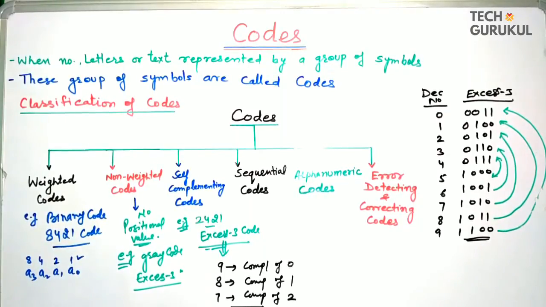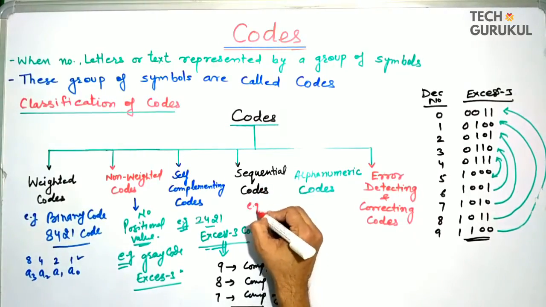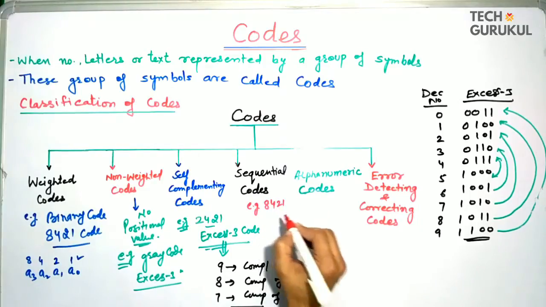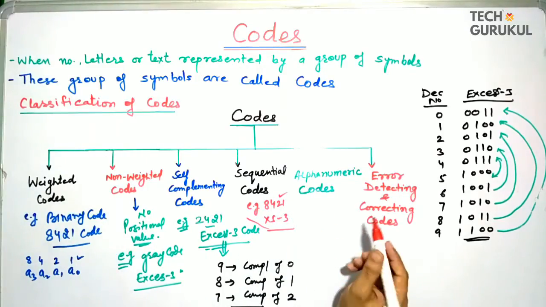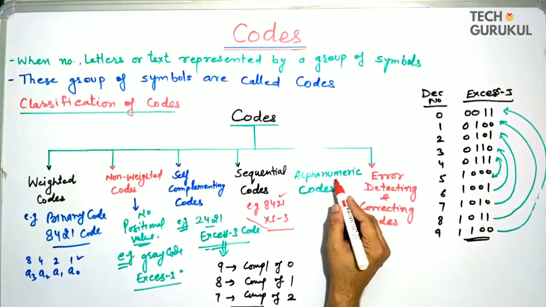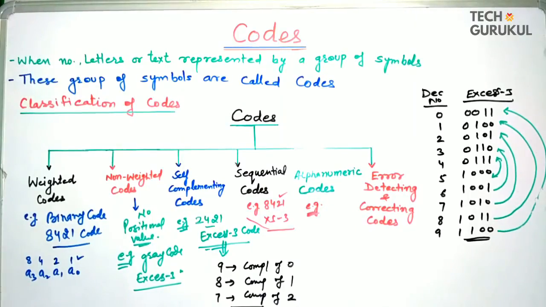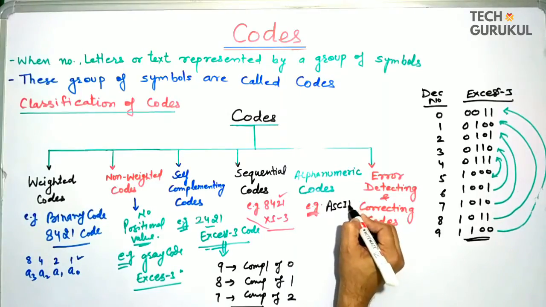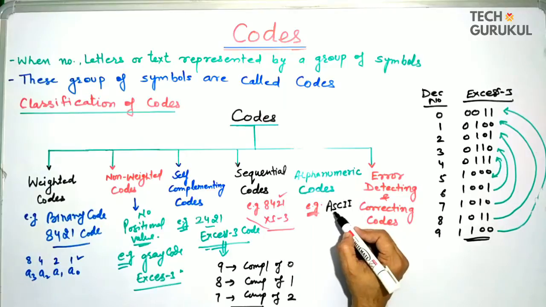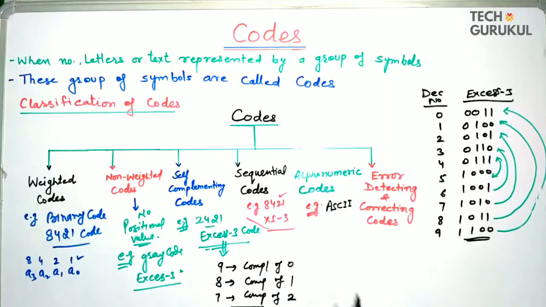Now next is sequential code. Examples for sequential codes are 8421 and XS3 code. Now next is the alphanumeric code. An example of alphanumeric code is the ASCII code. It stands for American Standard Code for Information Interchange. This is the alphanumeric code.